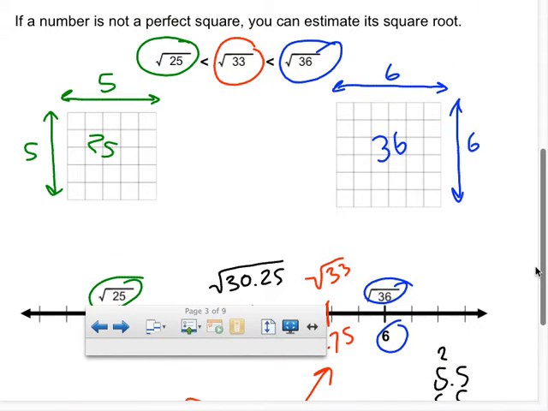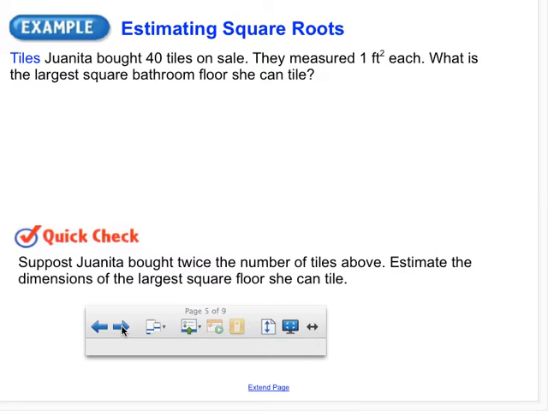Right? She needs a square bathroom. How do we find the length of these squares? We found the square root, right? But these were perfect squares. Do we have a perfect square if we're using 40? She's got 40 square-foot tiles. We're trying to figure out the biggest square bathroom she can tile with those 40 tiles.